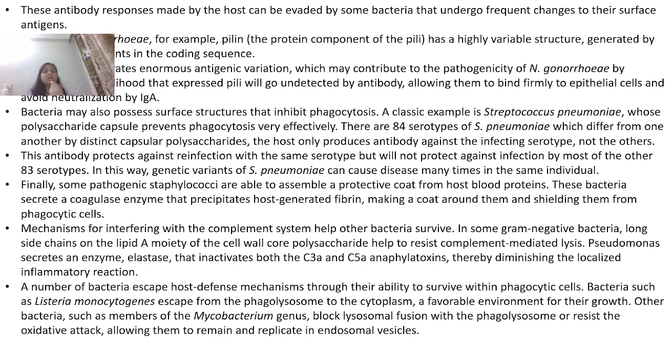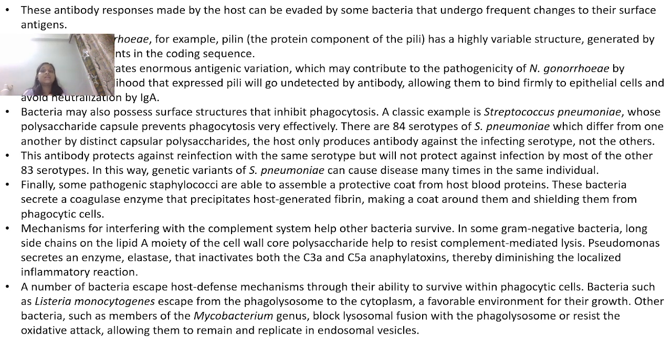They have pili on the surface, which have a highly variable structure, and this can be generated by gene rearrangement in the coding sequence. So there can be permutations and combinations of the gene rearrangement, and it will synthesize newer and newer versions of the pili. This process generates enormous antigenic variation, which may contribute to the pathogenicity of N. gonorrhoeae by increasing the likelihood that expressed pili will go undetected by antibody, allowing them to bind firmly to epithelial cells and avoid neutralization by IgA.